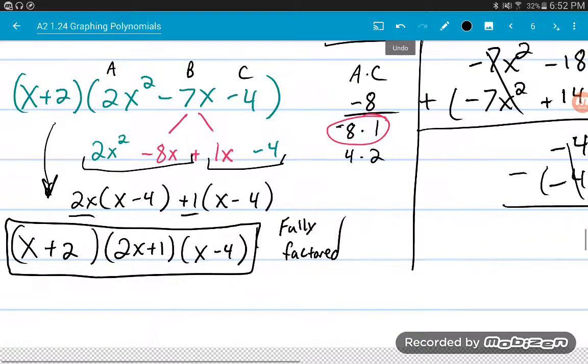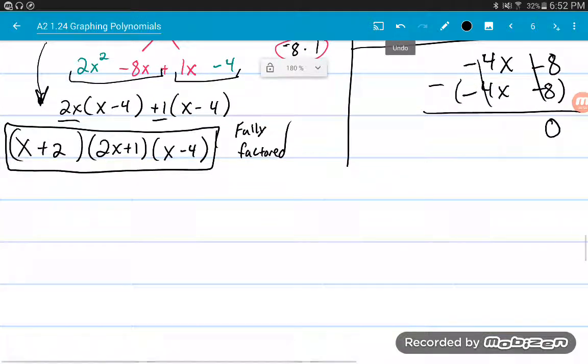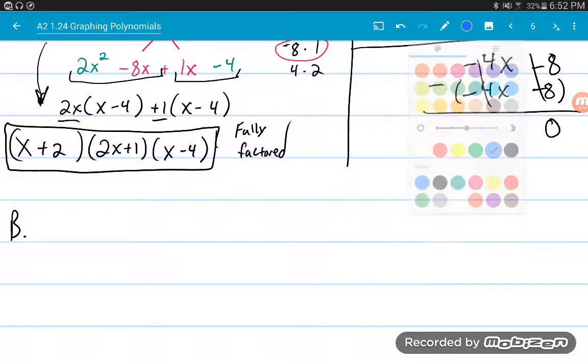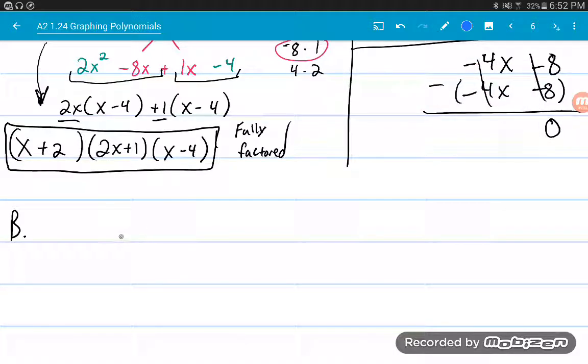Now, that's great. That was part A. Part B asks you to find the x-intercepts, the roots, the zeros, and then draw an approximate graph. So here's what we're going to do. (x + 2)(2x + 1)(x - 4) = 0.